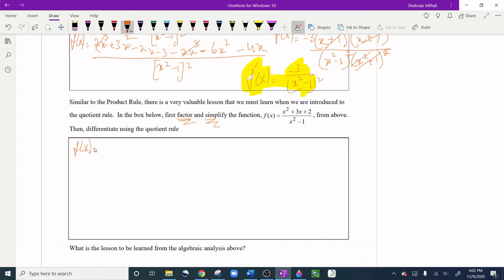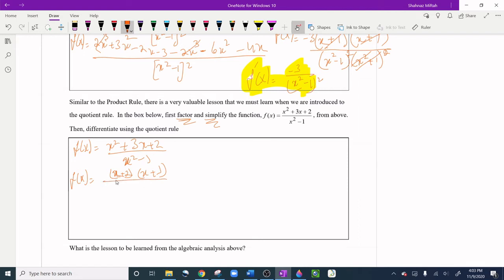f of x equals x squared plus 3x plus 2 over x squared minus 1. Now they're telling me to simplify this or factor it, so I'm going to do it. The factor of the top is two positives. So I got x and I got x up here. Then I have 2 and 1. 2 times 1 is 2. So I got x plus 2 times x plus 1.